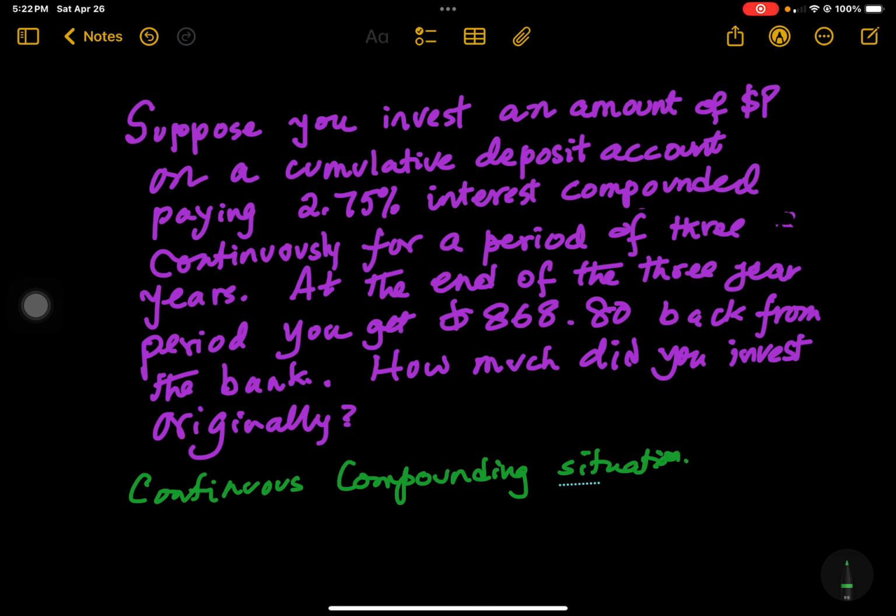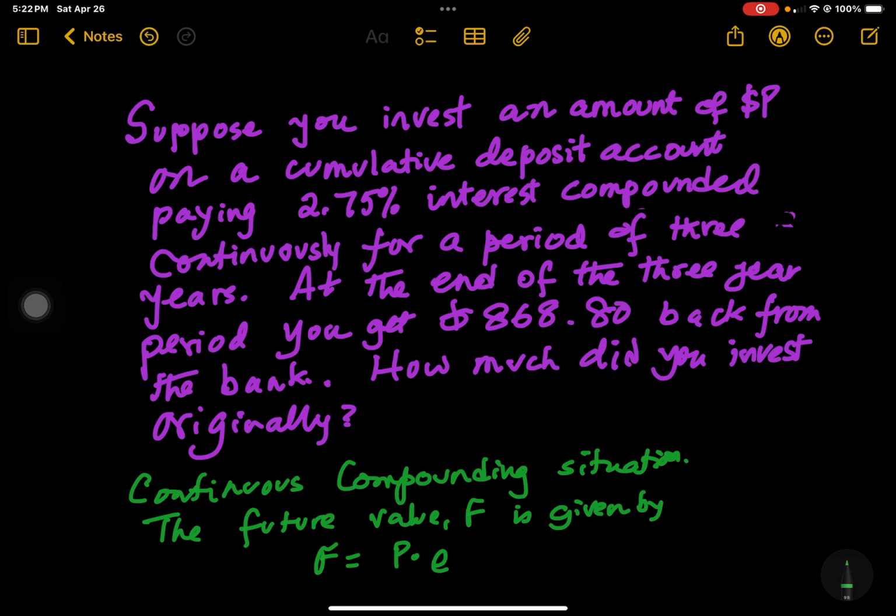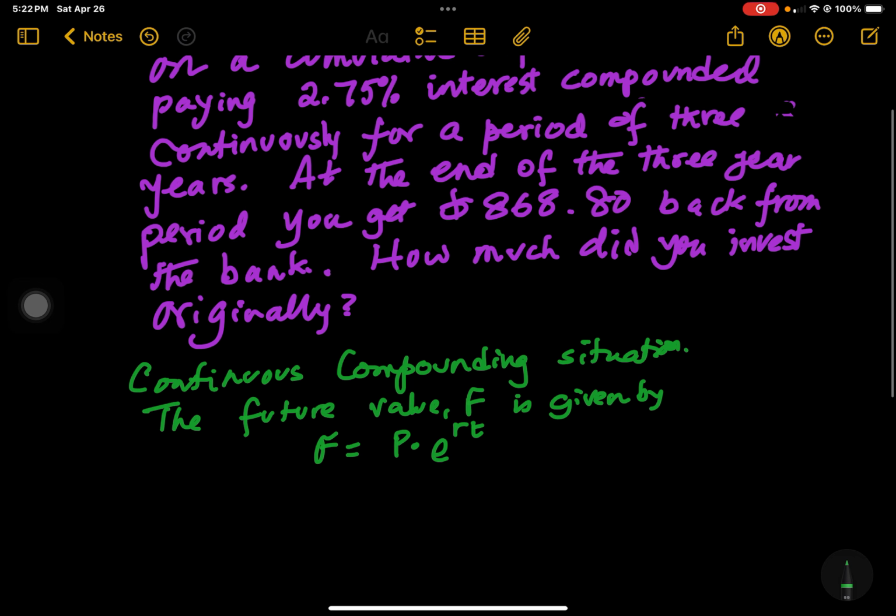This is a continuous compounding situation. The formula for it is: the future value F is given by F = P multiplied by e raised to the power of rt. So F is your future value, and P is the original investment.